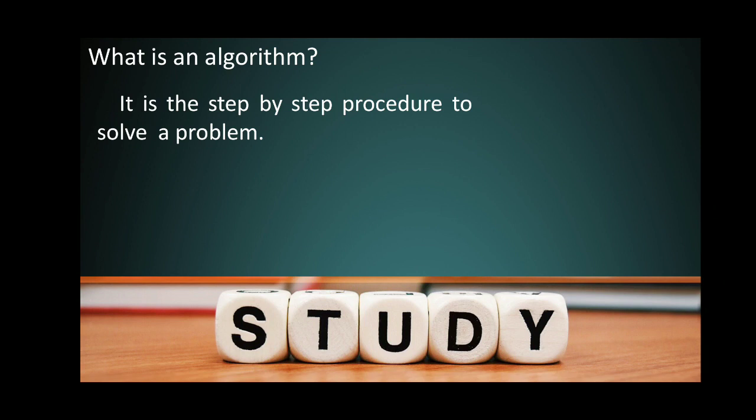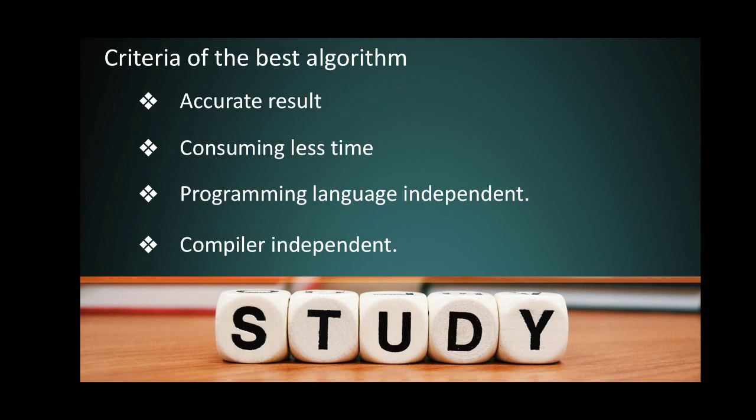How to determine whether an algorithm is best or not? There are 4 basic criteria determining whether the algorithm is best or not. First one, the algorithm should always give the accurate, the exact expected result, and less time complexity, which means the algorithm should take minimum amount of time to complete the given problem.